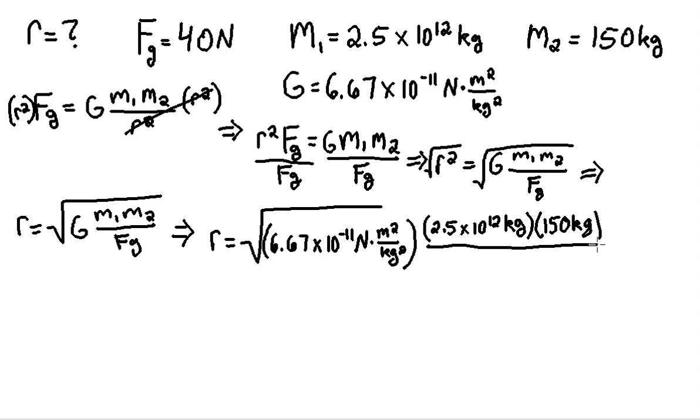All divided by 40 newtons. And don't forget, this square root goes over this whole thing. Okay, so if you have a fancy calculator, you could plug this whole thing, the square root, it would give you some parentheses. You could go all the way through. This whole top part would have to be in parentheses though before you divided it into this.